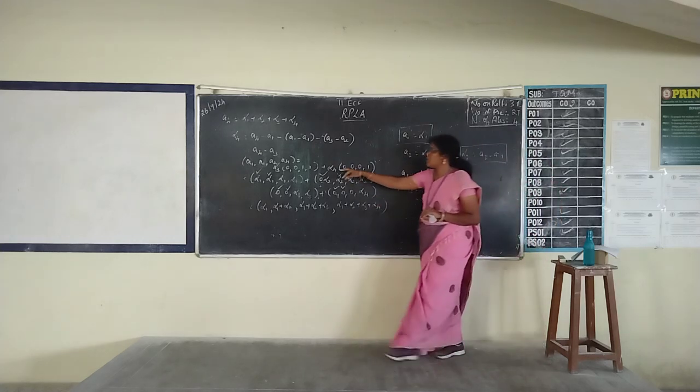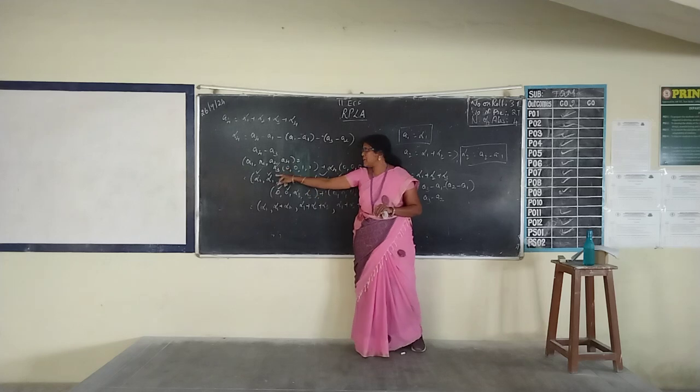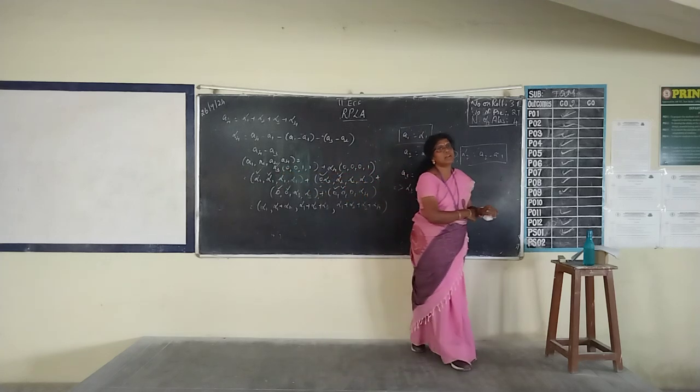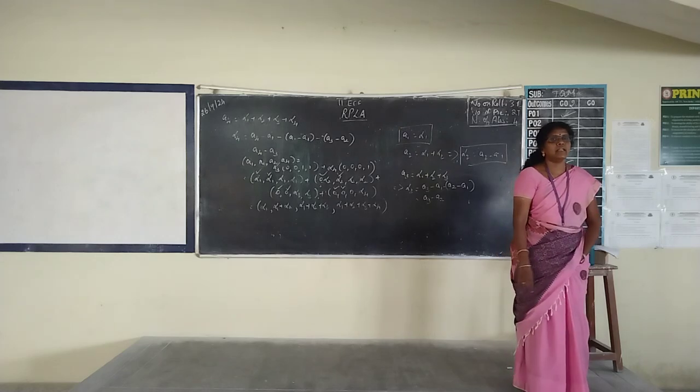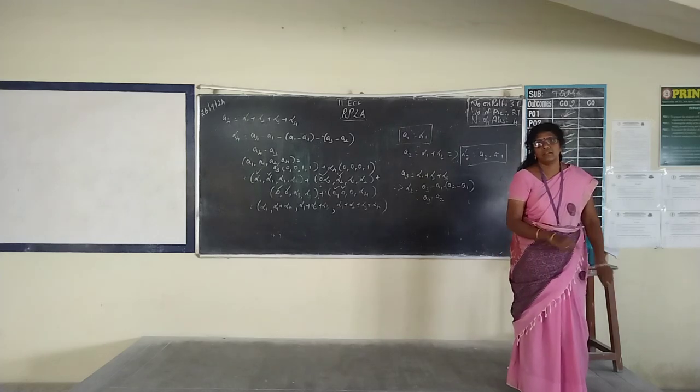We have written this first equation. In this we have replaced the right hand side with alpha 1, alpha 2, alpha 3, alpha 4. That is the final conclusion. Now you have to conclude with that.